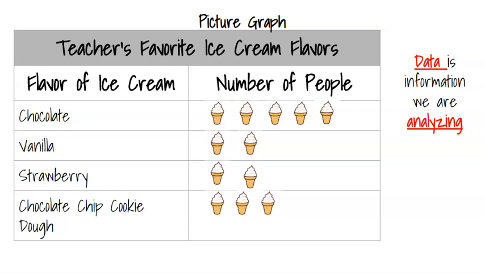And then the next word we need to learn is analyzing. Analyzing means that we are trying to understand or answer a question. So for this data, if we're analyzing it, we are trying to figure out which flavor of ice cream is most people's favorite.